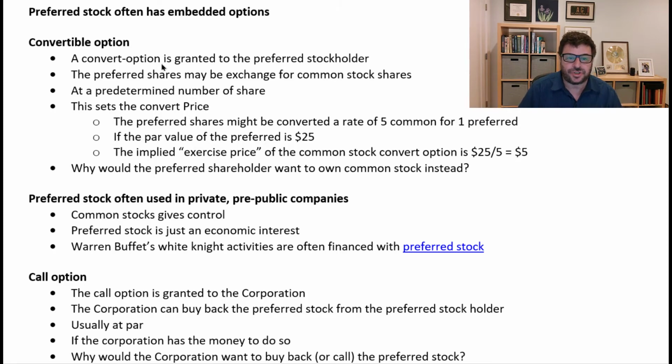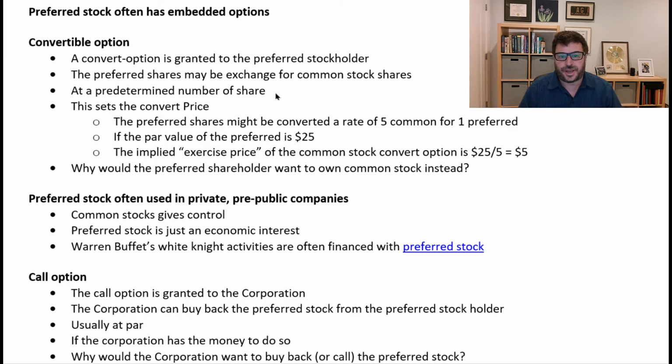And a convert option is granted to the preferred shareholder. And this means that the preferred shares may be exchanged for the common stock shares. And so the holder of the preferred stock gives up the preferred stock. The corporation issues new common shares, which are then granted to the preferred shareholder. And so the corporation no longer has to pay the preferred stock dividend, and they no longer have the obligation of the par value obligation.